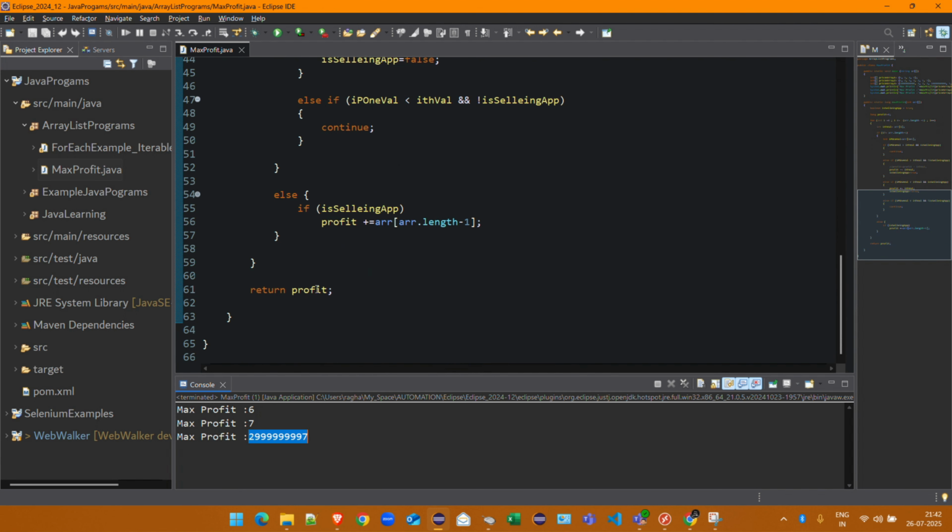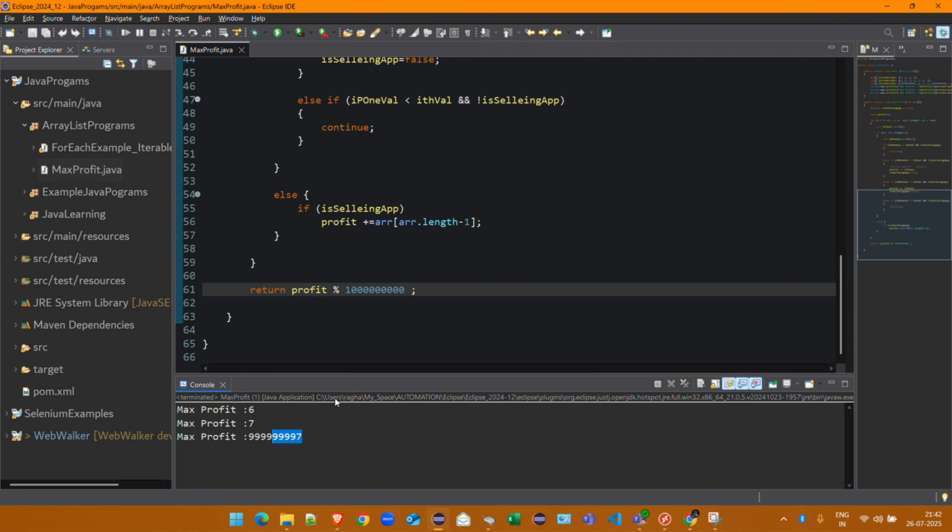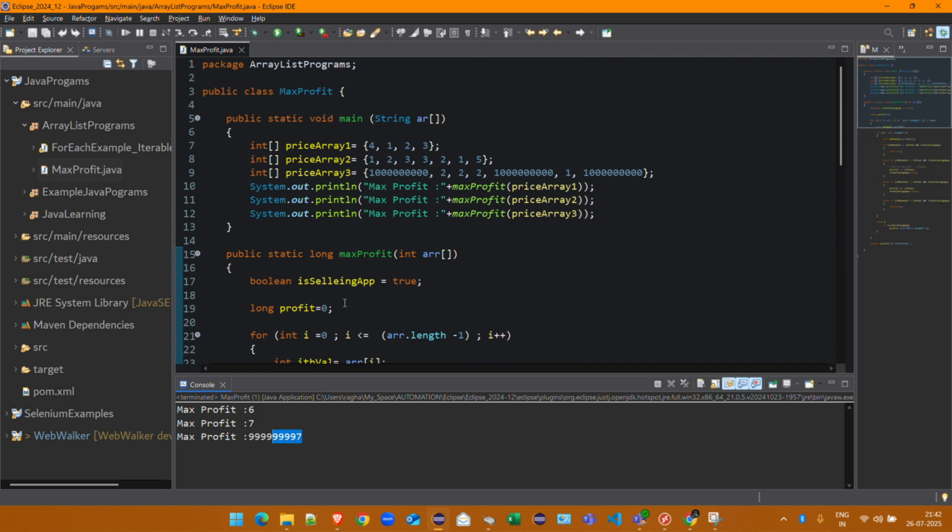This is pretty simple. What we have to do is write modulo. To return any number of last digits, you would have to write modulo 1, then as many zeros as the number of digits that you want: 1 2 3 4 5 6 7 8 9. Okay, I'll save this. I'll run this. Okay, this is now returning the exact value for the first 6, 7 and 999, right? So this was the solution to the problem that we had.